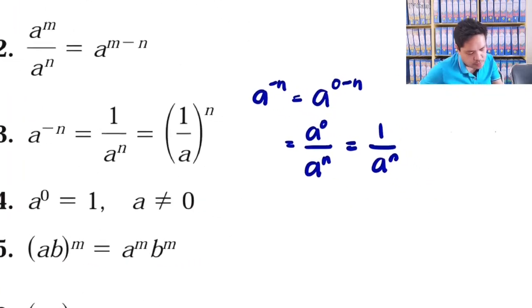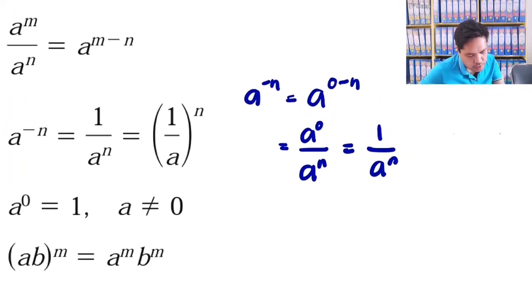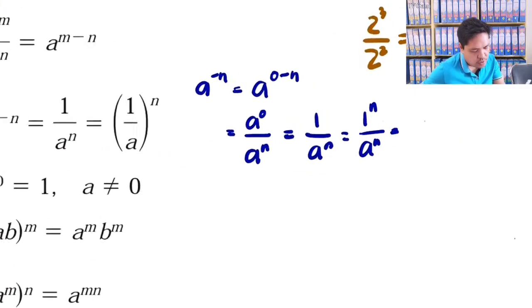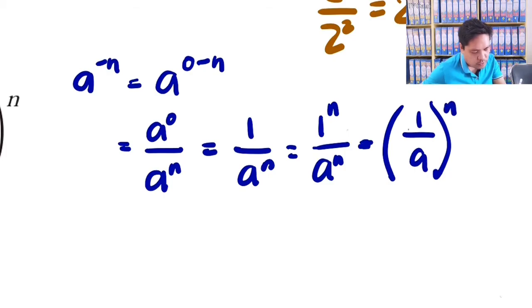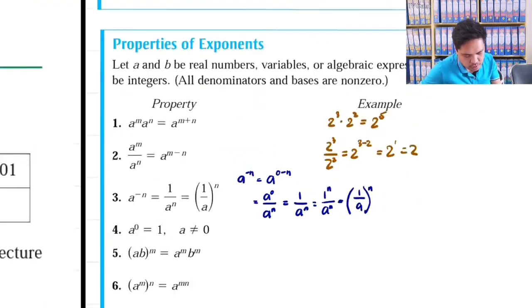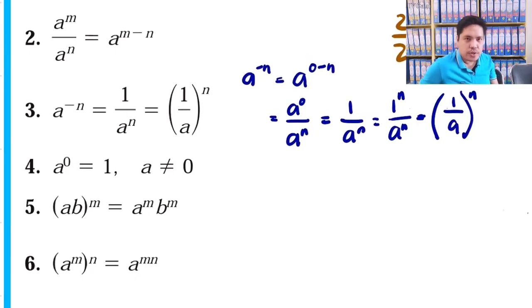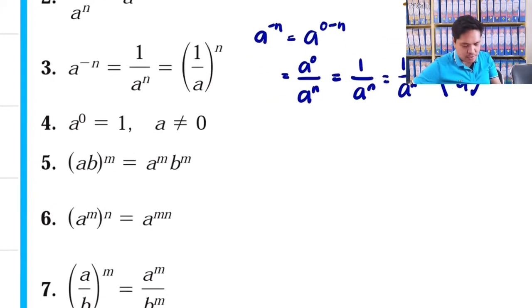How about this? Bakit nilabas yung n? It is because if you raise 1 to any number, let's say n, the answer is still 1. So, therefore, we could rewrite 1 as 1 raised to n over a raised to n. So, common naman sila, for numerator and denominator, pwede mo siyang ilabas na lang: 1 over a, the quantity raised to n. So, madali lang.